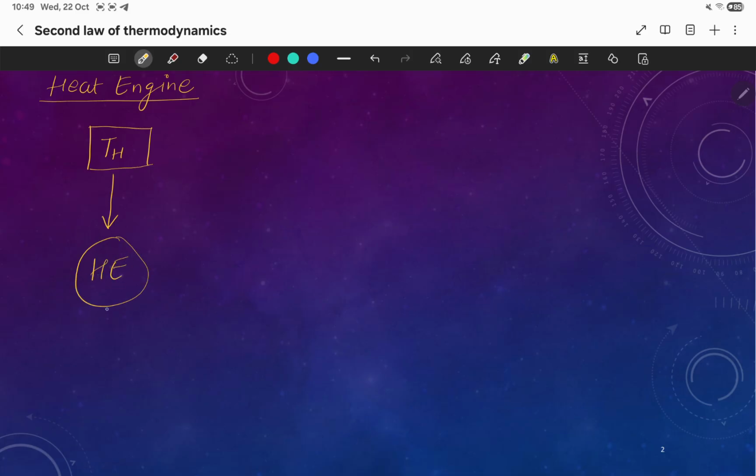So first we have the heat engine. In a heat engine we have a thermal energy reservoir at a higher temperature, and we get heat into the heat engine, and we reject this heat to a lower temperature, this is TL, and in the heat engine we will get some work output. This is our system.